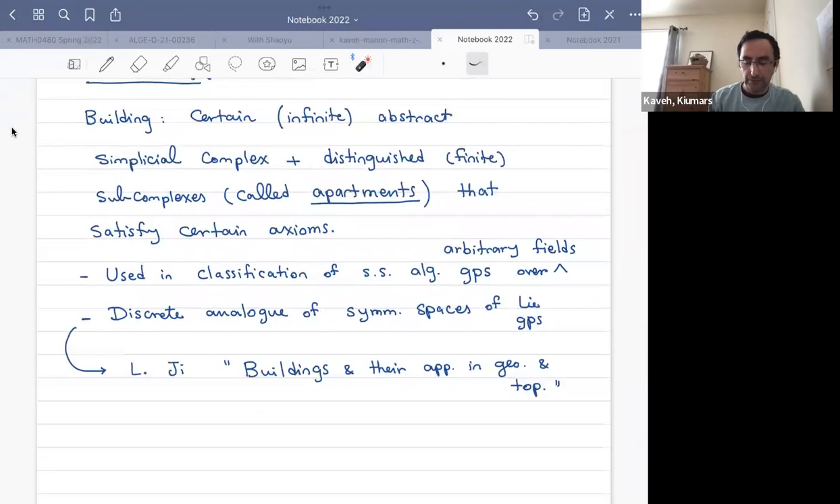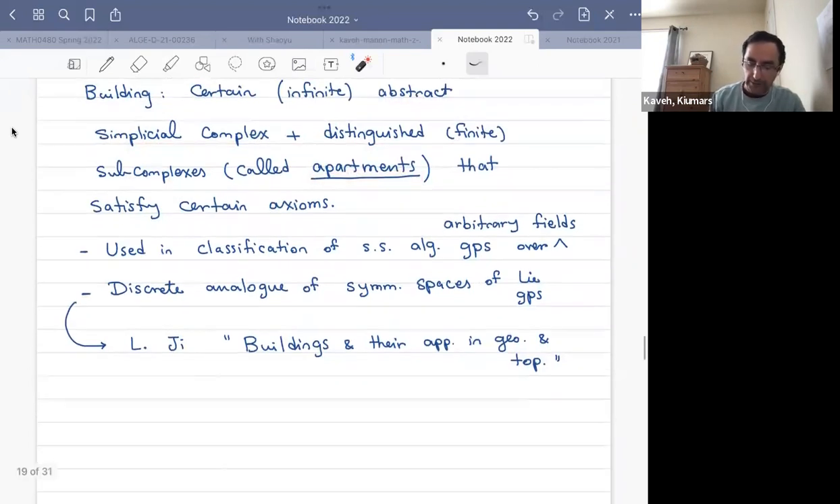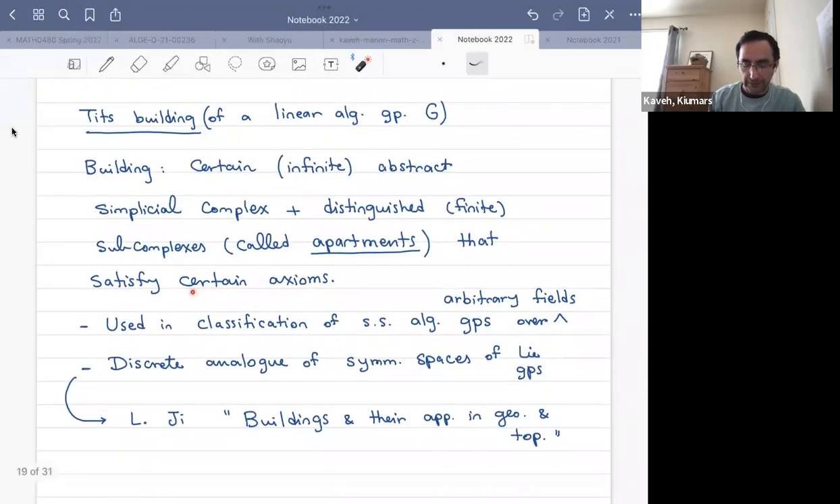In our case, it's infinite, so you have an infinite number of simplices. But this is the definition of an abstract simplicial complex, and a building has some distinguished finite subcomplexes, certain finite unions of these simplexes, which they call apartments, which satisfy some abstract axioms. Tits crafted these axioms so that they actually guarantee that this building comes from a linear algebraic group.